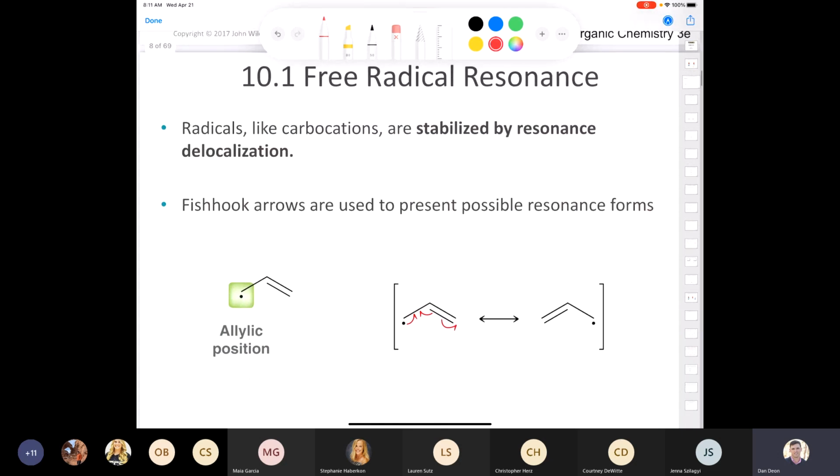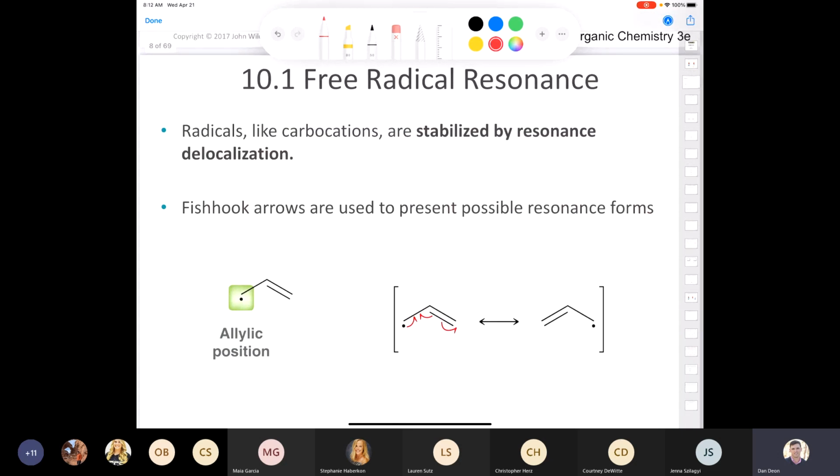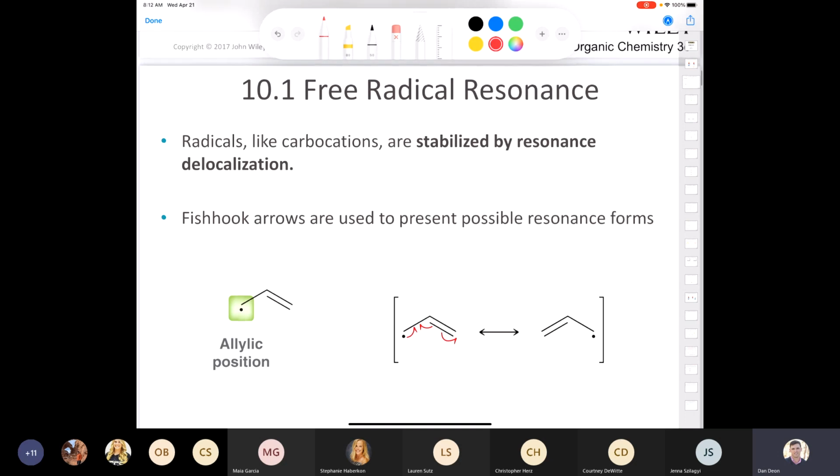Well, let's move on from that and let's talk about free radical resonance. Oh boy, we spent quite a bit of time drawing resonance structures earlier on in this class, didn't we? We spent almost a whole chapter looking at resonance structures, and they've come up repeatedly throughout the course. Well, just like carbocations or carbanions have resonance structures that show stabilization, radicals can also be stabilized by resonance delocalization.